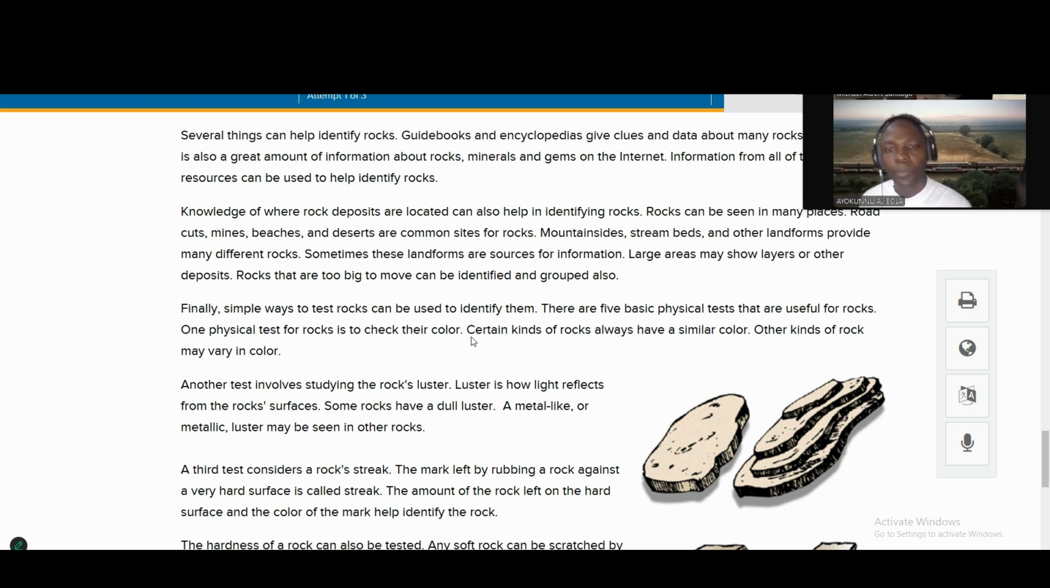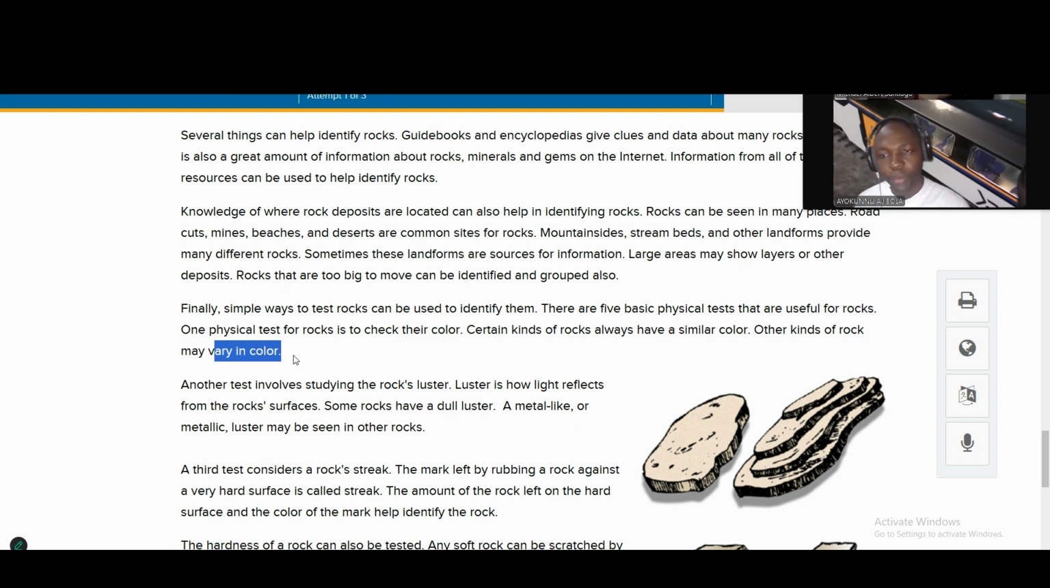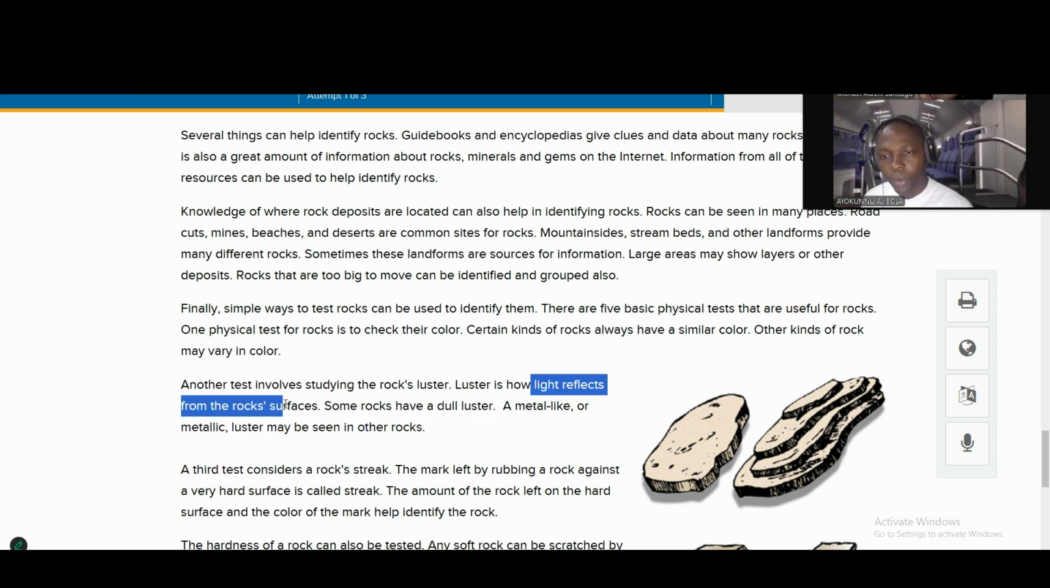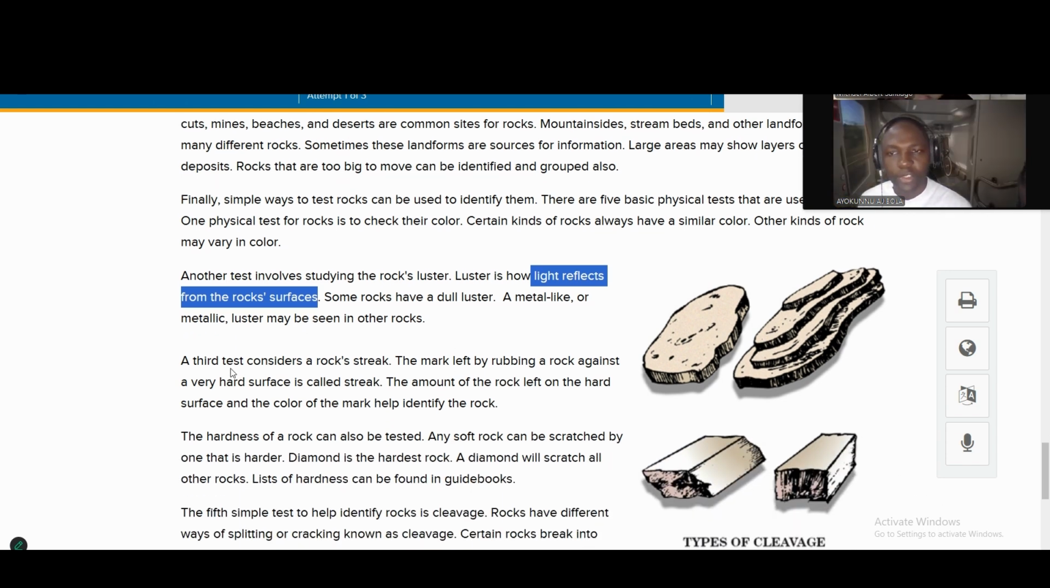The color. Certain kinds of rock have a similar color, while other kinds of rock may vary in color. Another test involves studying the rock luster. Luster is how light reflects from the rock surface. Some rocks have a dull luster, that means they're not shining that much. A metal-like or metallic luster may be seen in other rocks. That is, they might be shining.